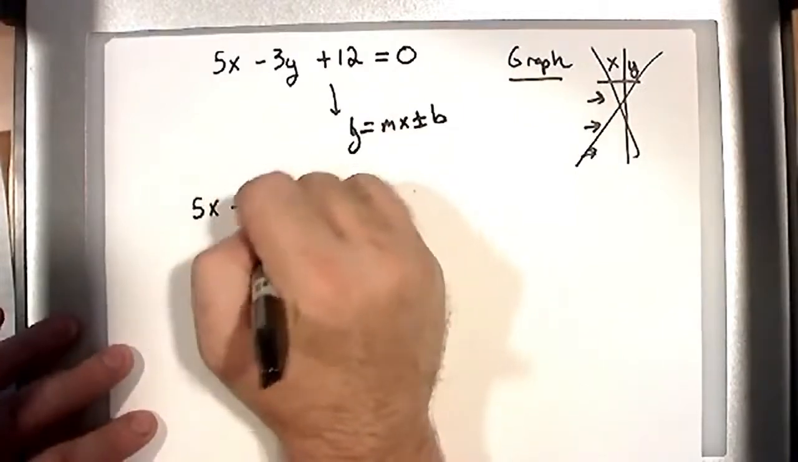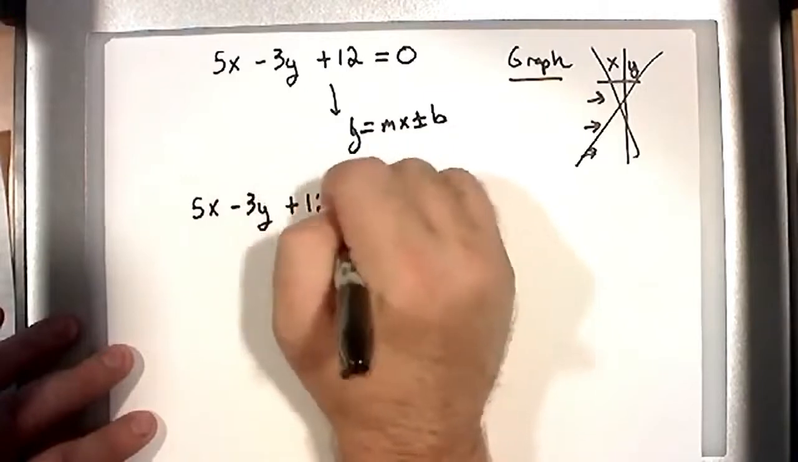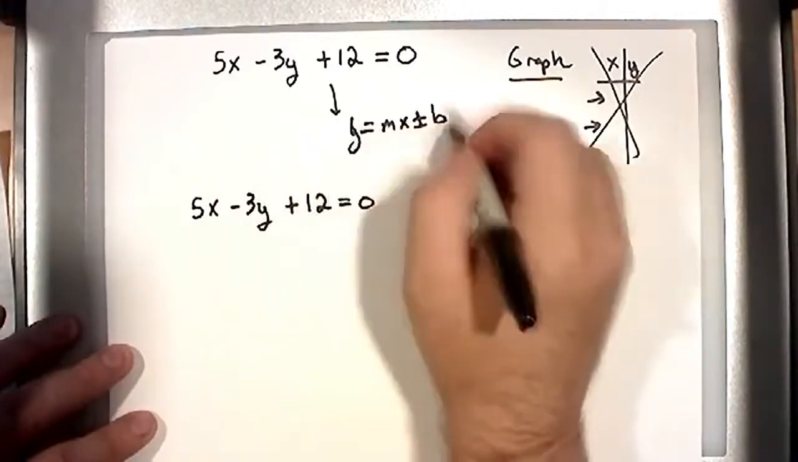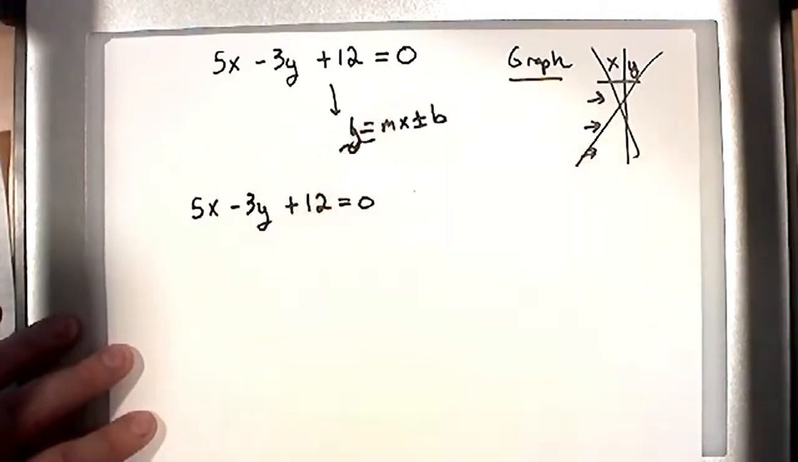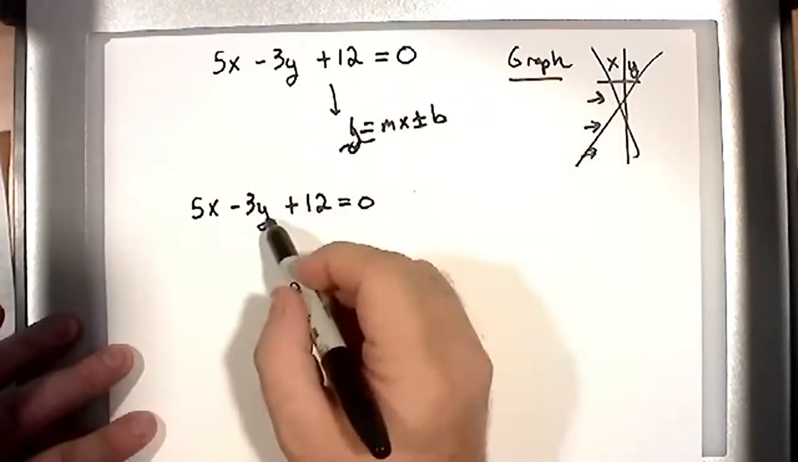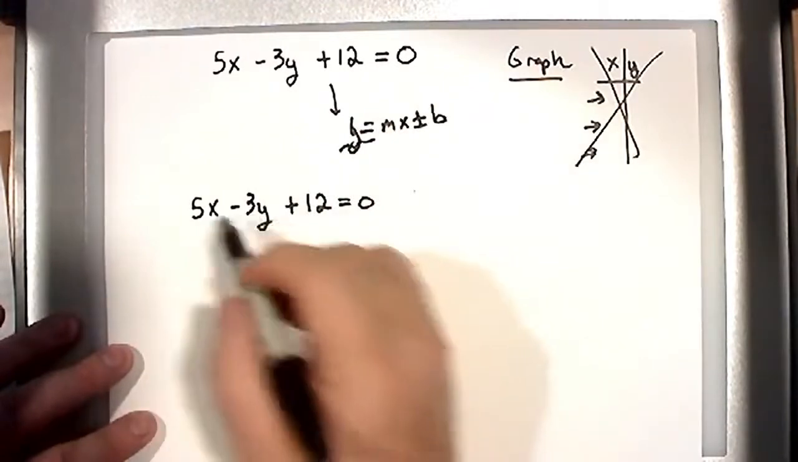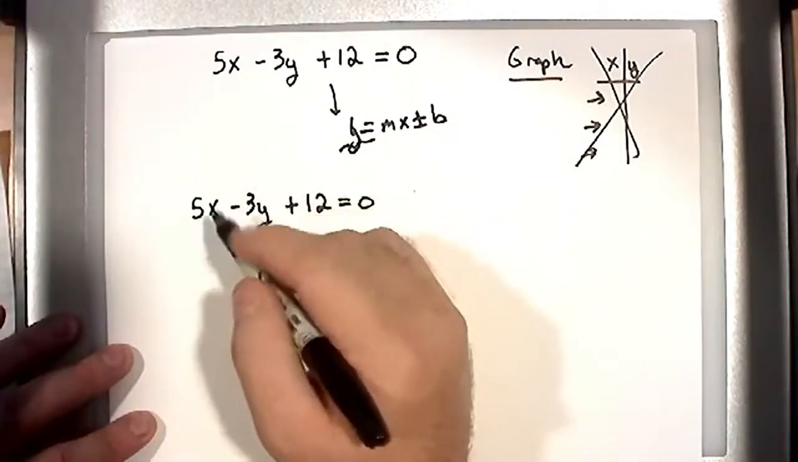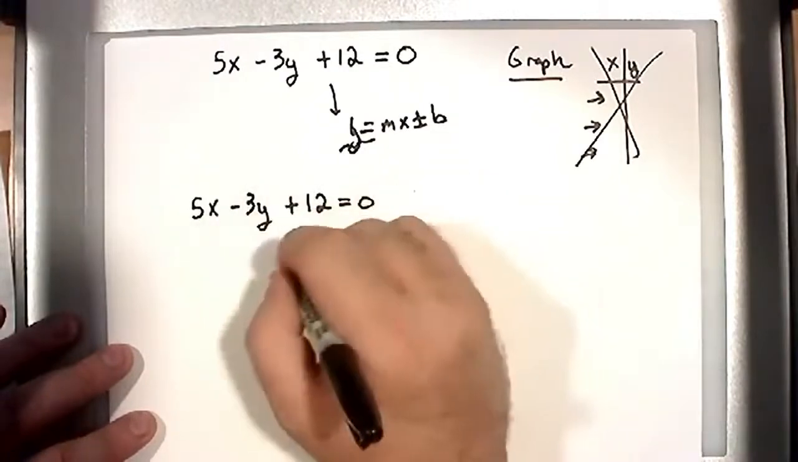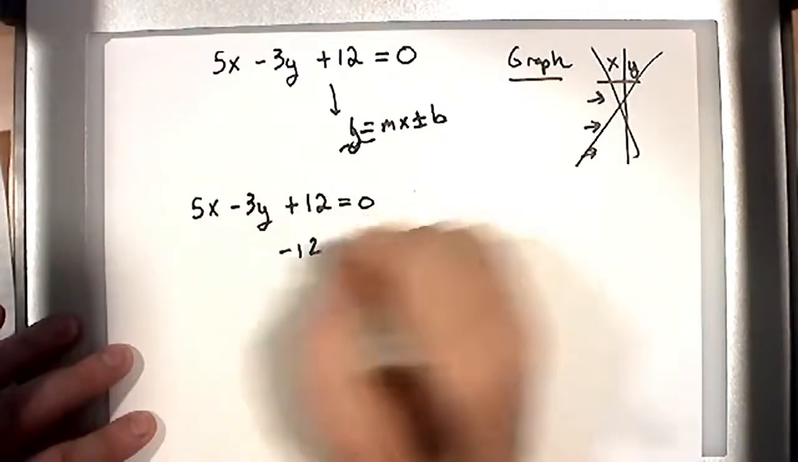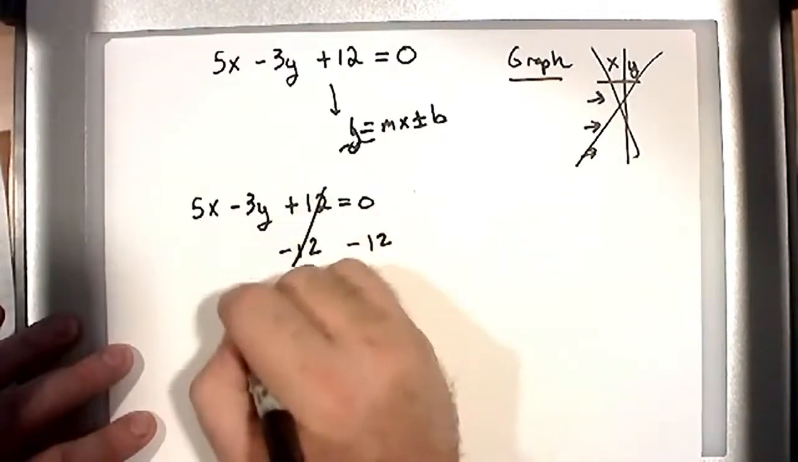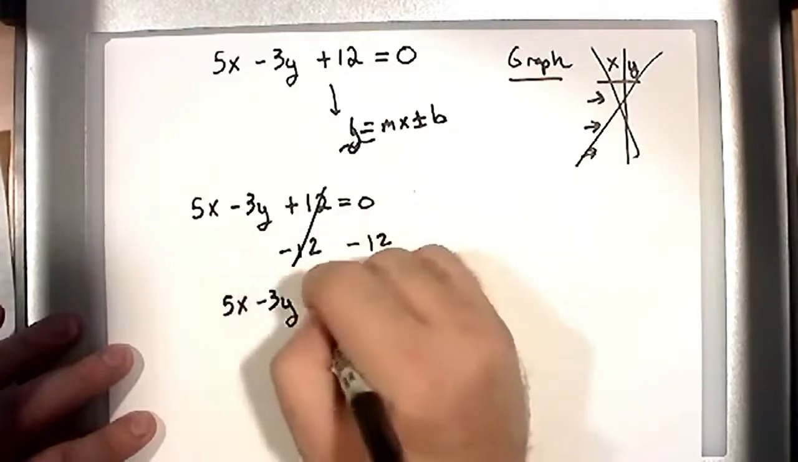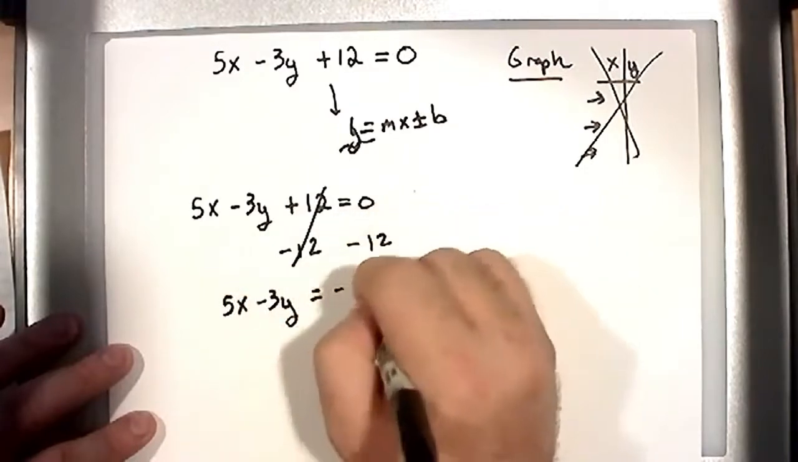So 5x minus 3y plus 12 equals 0. And I want it to look like y equals mx plus b, which means I want to solve for y. So I want this y by itself. That means I need to get rid of this 5x, I need to get rid of this 12, and I need to get rid of the negative 3. First thing to me is just get rid of the regular number. I'm going to subtract 12 from both sides. So that gives me 5x minus 3y equals 0 minus 12 is negative 12.